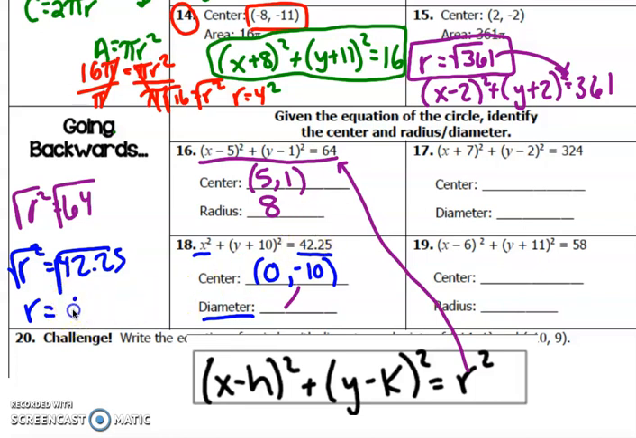Nope. Gives you a decimal of about 6.57. So then your diameter is going to be the whole thing. So if you've got 6.57 times 2, that's roughly going to be about 13. So why don't you guys try 17 and 19, see if you can find the center and the radius for those problems.